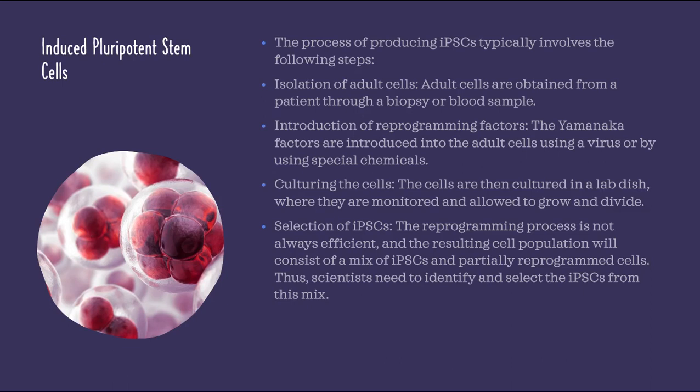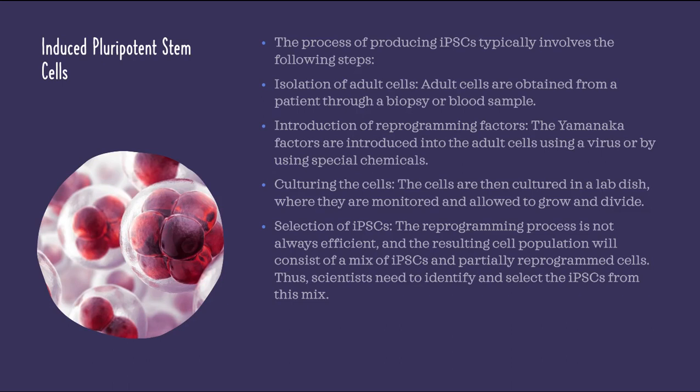So let's go through this process. The process of producing iPSCs typically involves the following steps: isolation of adult cells. Adult cells are obtained from a patient through a biopsy or blood sample. Introduction of the reprogramming factors, so the Yamanaka factors. They can be introduced into the cell using a virus or by other means. Culturing the cells, so growing them in petri dishes. They're cultured and monitored and allowed to grow and divide.